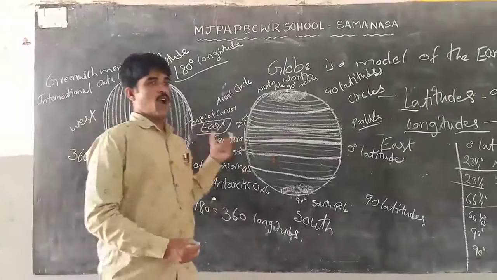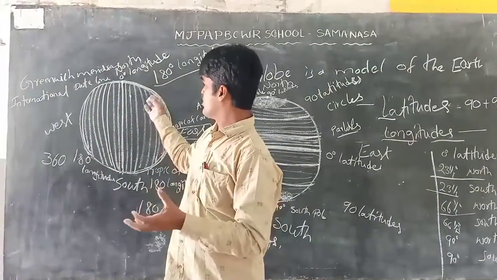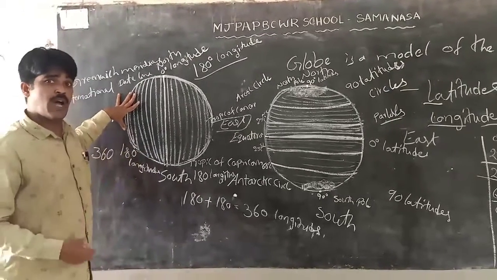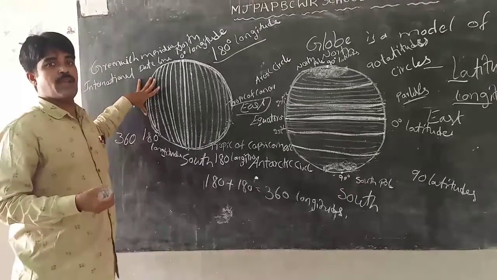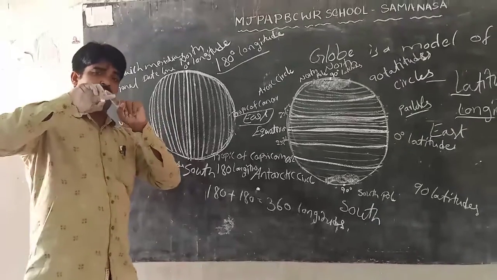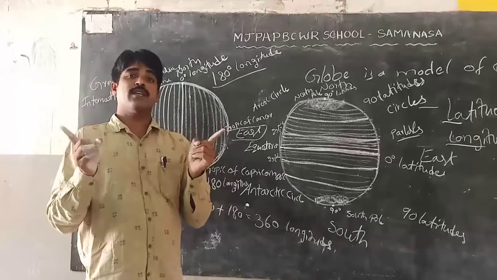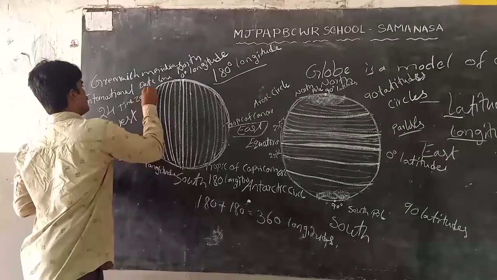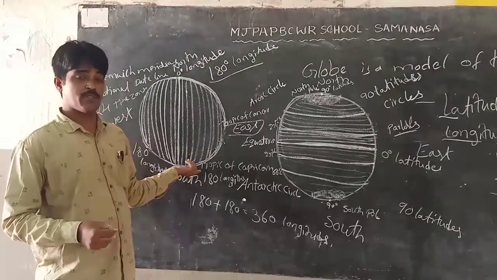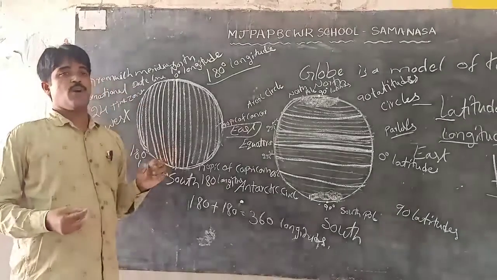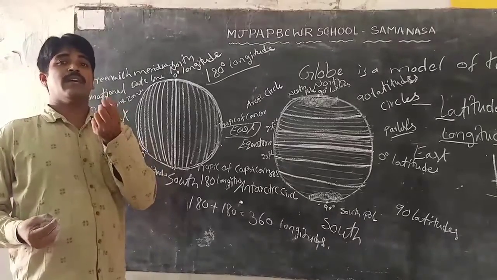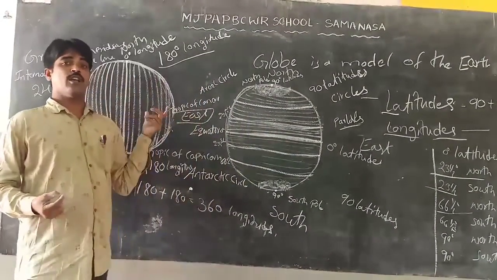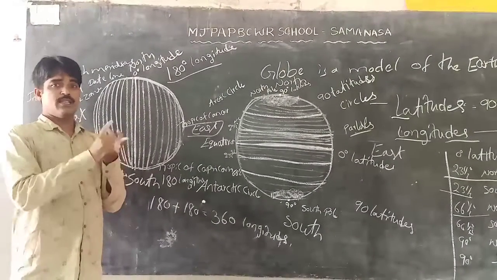How do we use these lines? These longitudes are helpful to us for finding the time and place. Around the world, the time zones are different. We have 24 time zones on the basis of longitudes. So we know the time with the help of longitudes, and we know the place. Latitudes and longitudes are imaginary lines on the globe.